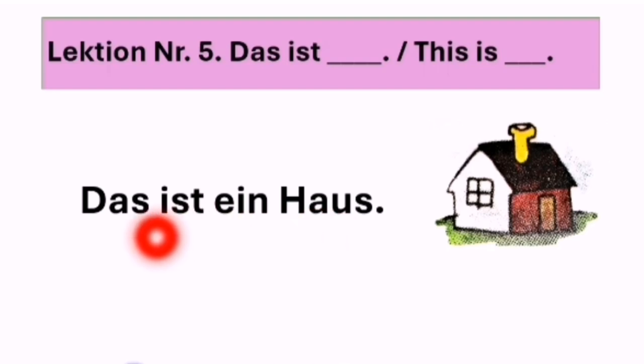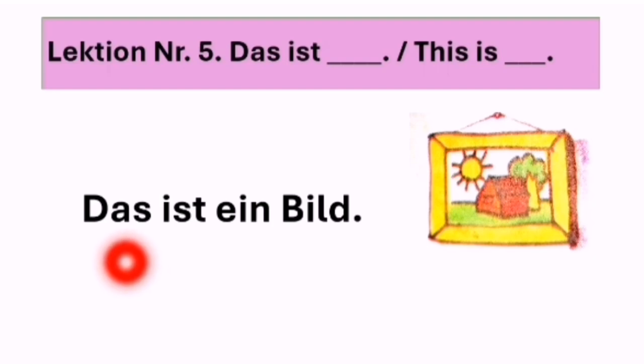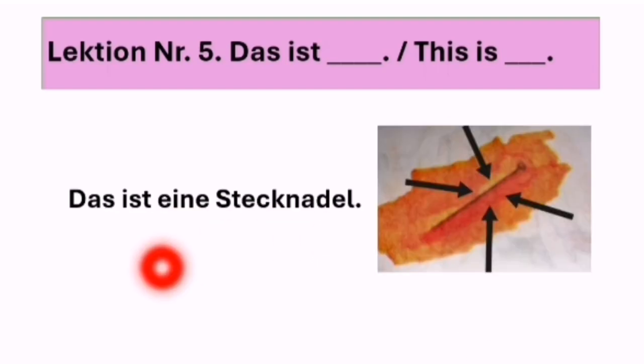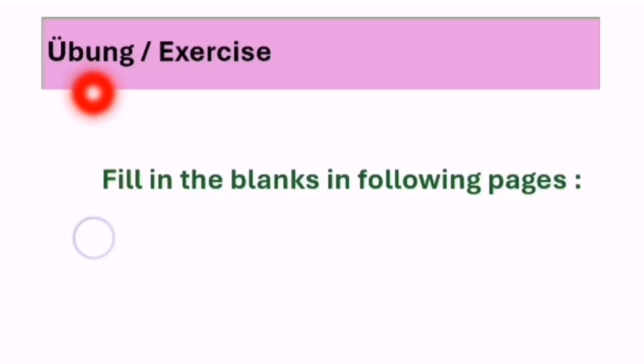"Das ist ein Haus." This is a house. "Das ist ein Bild." Bild, okay? "Das ist ein Bild," a picture. "Das ist eine Henne." Again, we have "eine". "Das ist eine Stecknadel." Stecknadel means pen or pin. "Das ist eine Stecknadel." So now, Übung, exercise.